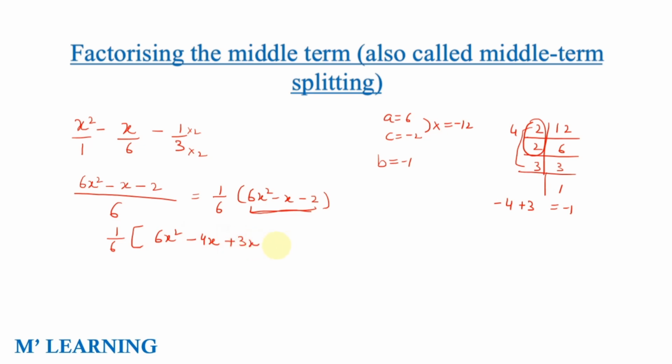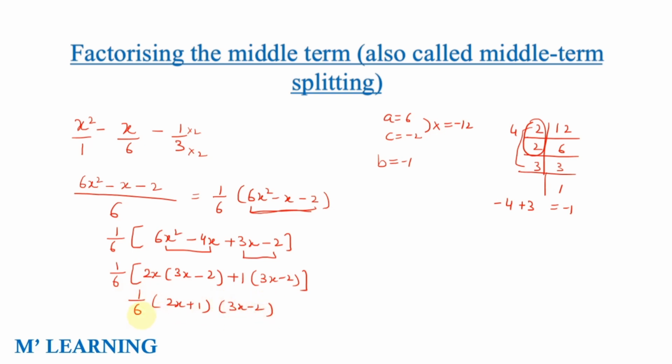The middle term is split, minus 2. So 1 by 6. Now we'll take common from the first two terms and the next two terms. We can see 6 and 4 are both multiples of 2. So we can take 2 common from here, 2x. Then 6x square will be left with 3x minus 2. Now they don't have anything common, so we'll take 1 common and the brackets would remain the same. So we can see our factors are 2x plus 1 and 3x minus 2 and 1 by 6 in front.